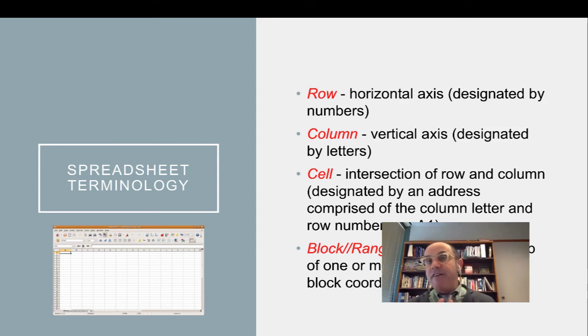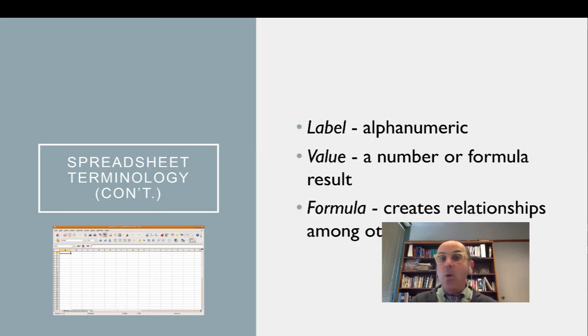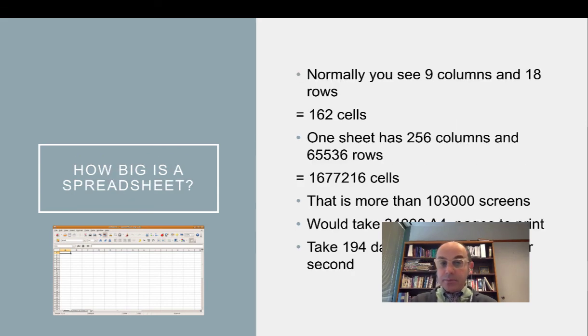Spreadsheets give us a lot of facilities to capture data. The row, the column, the cell, the block, the range, all of those things are part of how we look at data in a spreadsheet. We have labels, we have values, and we have formulas that allow us to capture that.